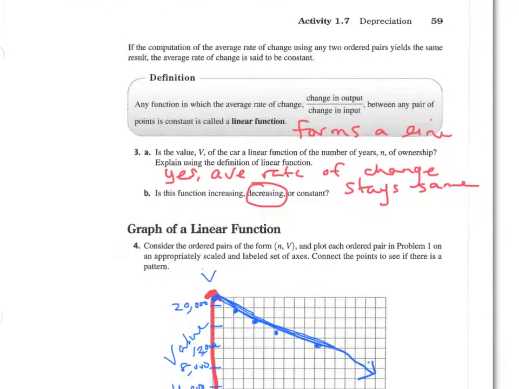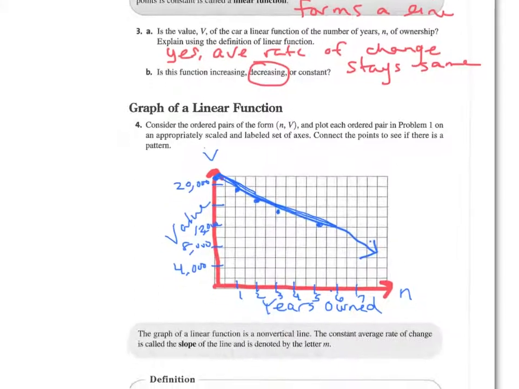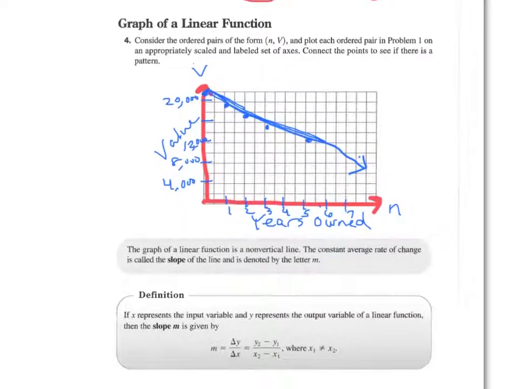Okay, so the next part is to graph those ordered pairs. I just did that ahead of time to save a little bit of time in the video. So what you'll want to do is maybe stop the video, graph your ordered pairs, and make sure you're getting the same graph that I have right here.